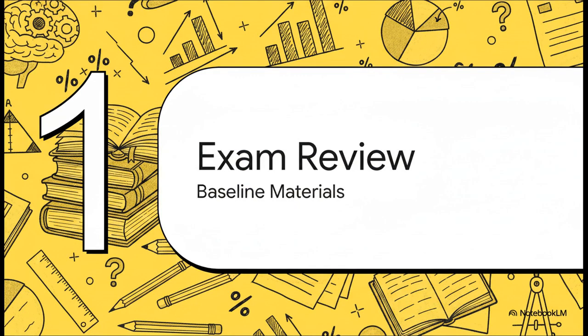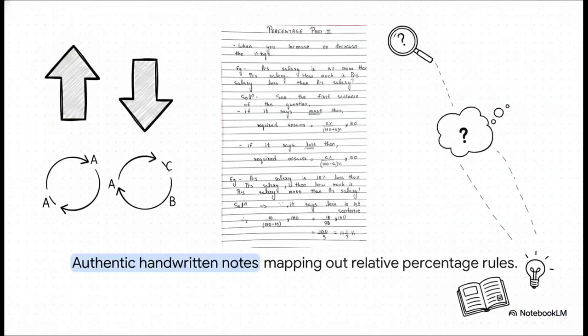Section 1, the percentage exam review. Let's set the stage. We are starting with some raw, authentic study notes labeled Percentage Part 2. They perfectly capture the absolute core challenge here, which is figuring out how to calculate a relative percentage when your baseline just keeps shifting around. See, when you compare A to B, your baseline is B. But when you turn right around and compare B back to A, suddenly your baseline becomes A. It's confusing. Luckily, these notes give us a brilliant cheat code for this exact situation.